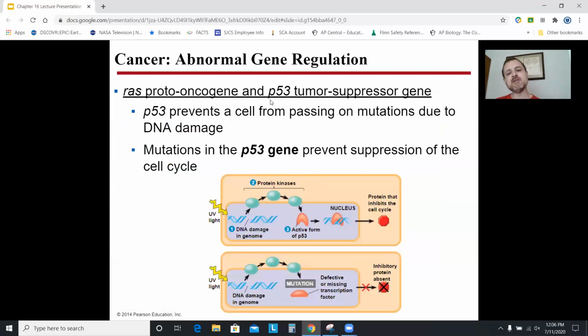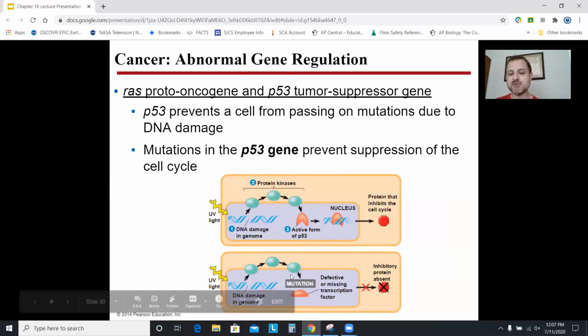Different example: the p53 tumor suppressor gene is a gene that prevents the cell from passing on mutations when DNA gets damaged. So here I shine UV light on a cell. There's DNA damage. That signal, however the cell does it, turns on a kinase cascade, which turns on the active form of p53, a protein that binds to DNA and stops the cell cycle. So the cell cycle got stopped because of the UV radiation. Now, if I mutate the tumor suppressor gene, the p53 gene, and it's a different shape, all this gets turned on, but it's the wrong shape, so it doesn't turn off the cell cycle.